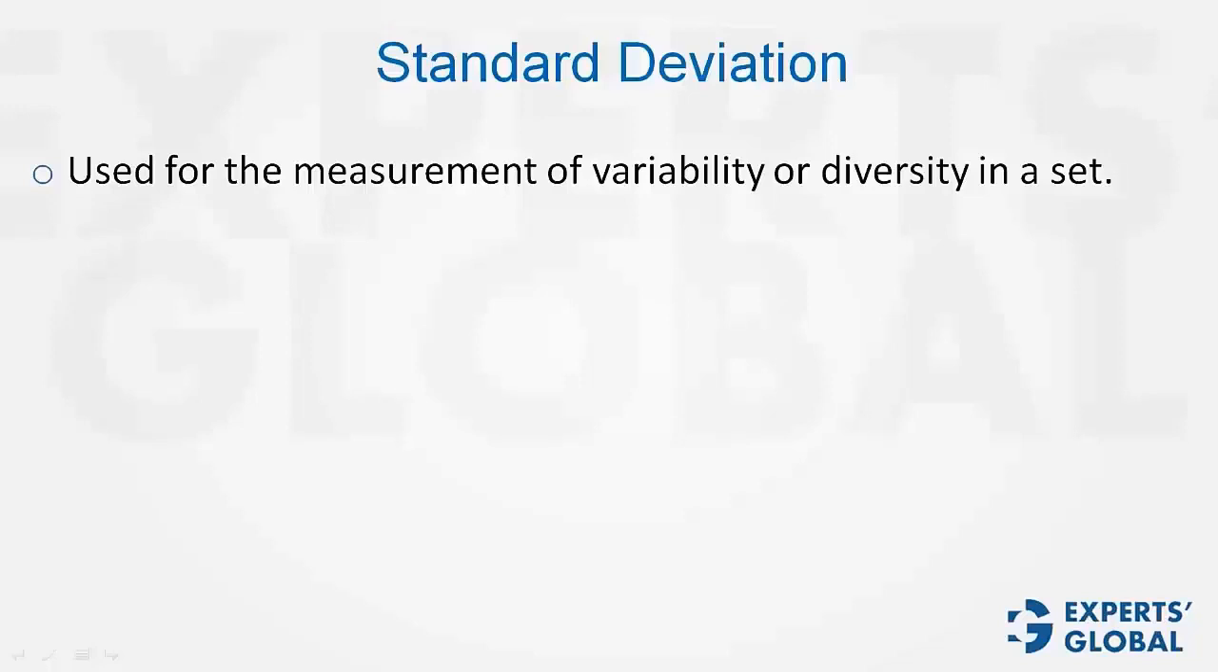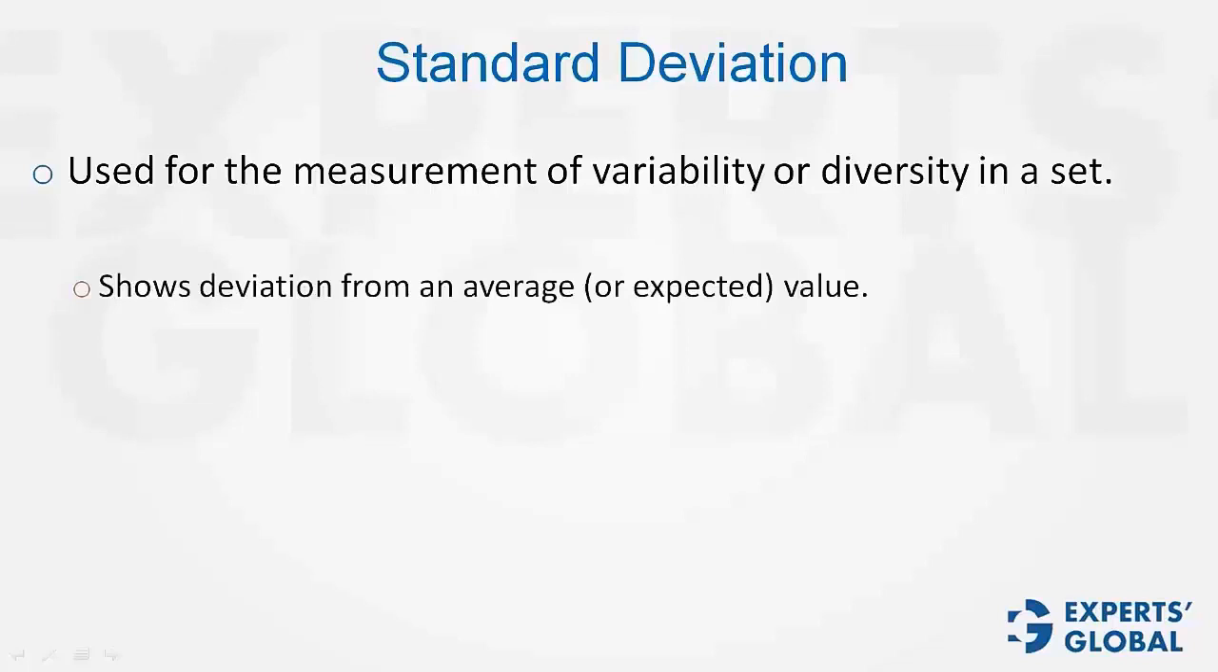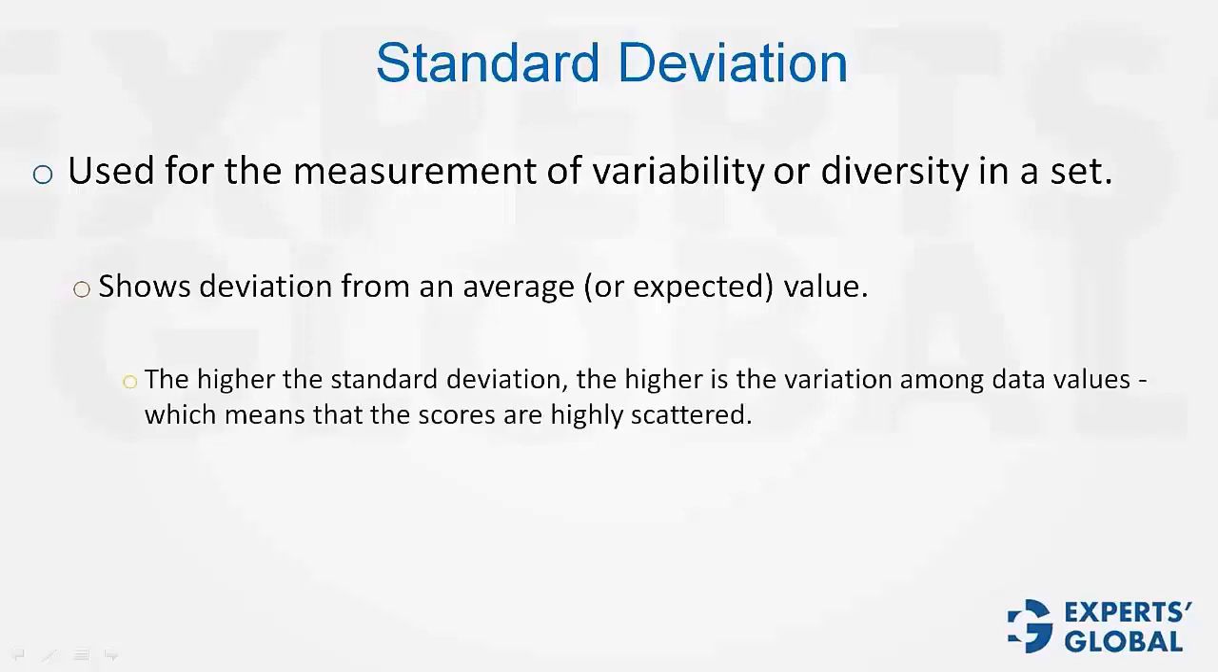Standard deviation is used for measurement of variability or diversity in a set. It shows deviation from an expected value, which is the arithmetic mean for the set. The higher the standard deviation, the higher is the variation among data values, which means that the scores are highly scattered.